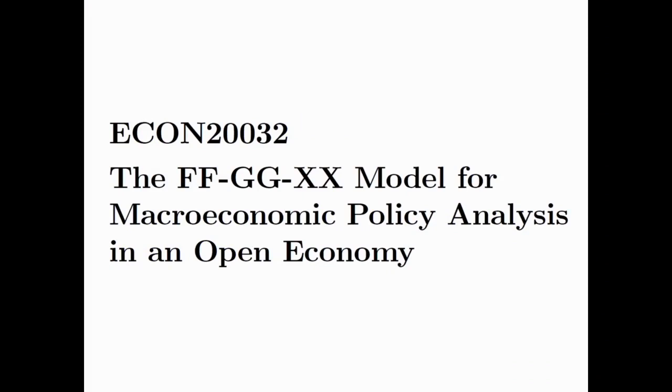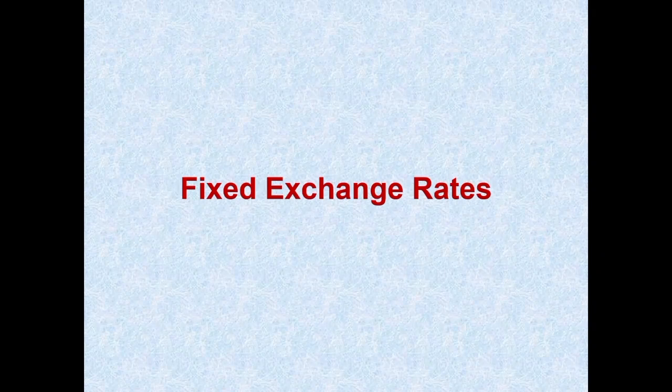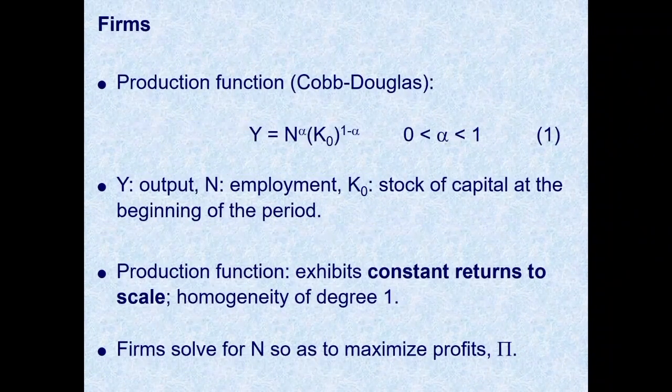So I pointed out that you have the technical manual, which goes into great detail in all of this material. We illustrated graphically the functioning of this model, and we started with a fixed exchange rate by looking first at firms, households, commercial banks, central bank and the government. We then defined the cost of living and the real exchange rate, the trade balance, and we stopped, I believe, at market clearing conditions.